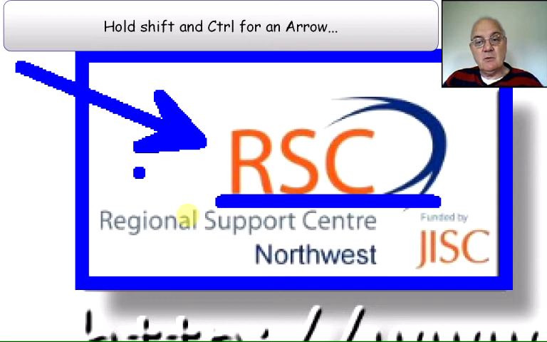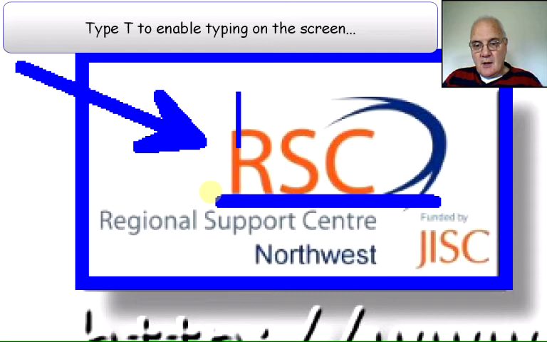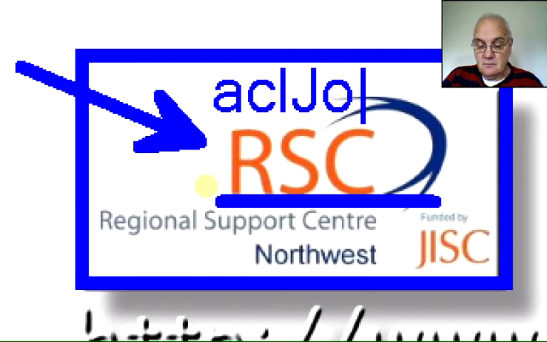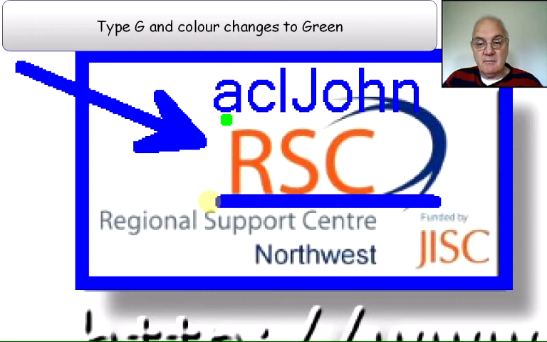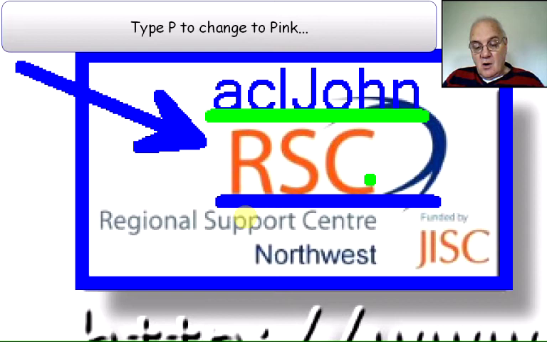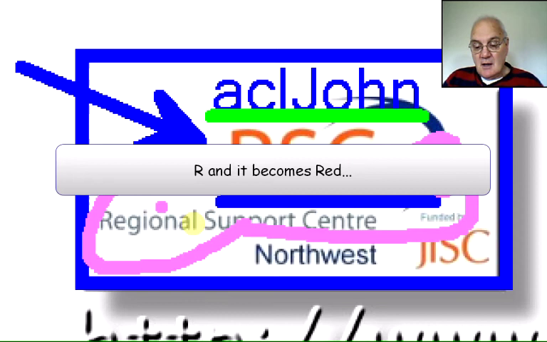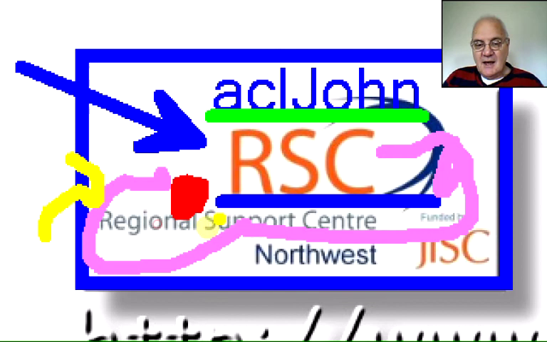Okay. The only other thing that you may want to do here is to type the letter T. You can move the cursor that's now become a vertical line, and you can then type, and then when you press escape you're back to the drawing point. The other thing that's interesting is that by typing the letter G, for example, it becomes green, and again you can draw straight lines, etc. Or you can type P and it becomes pink. You can draw freehand if you so wish. R for red, Y for yellow, etc. Pressing escape will take you back to your normal screen.